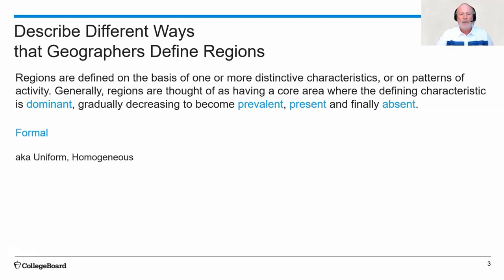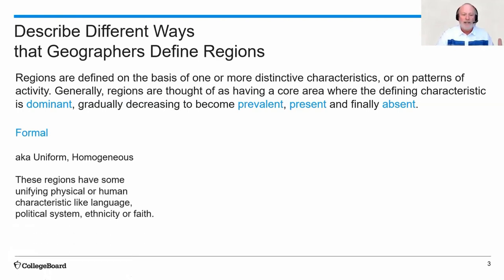Formal, I want you to think about the word uniform. You may even see a word like homogeneous, right? Meaning the same. When you think about a uniform, the Yankees and their pinstripes, they all look the same. When you go to a formal event, men might be wearing a tuxedo and they all look the same. So when we think about a formal region, I want you to think about regions that have some unifying characteristic. It could be a human characteristic, it could be a physical characteristic, but something's going to be the same.